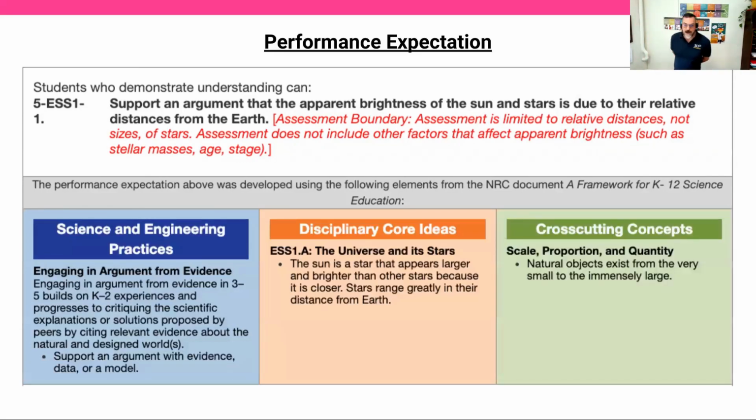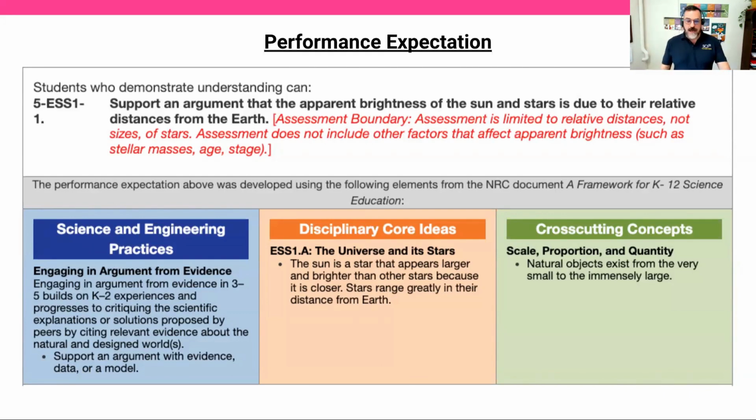So for science and engineering practices, we're looking at students to engage in argument from evidence, and we're going to use lots of different ways to get there, specifically in this one with a model. So if you look at the core idea, the sun is a star that appears larger and brighter than other stars because it is closer. So that's what we're getting to with apparent brightness of stars. And stars range greatly in their distance from Earth. So we're not talking about how stars are formed. We're just talking about their distance. And the natural connection for the cross-cutting concept is scale, proportion, and quantity. What is the distance, and how do we get to that place?